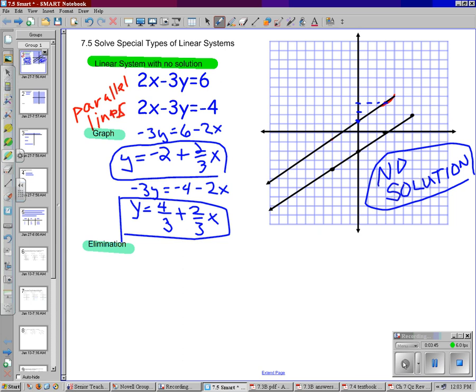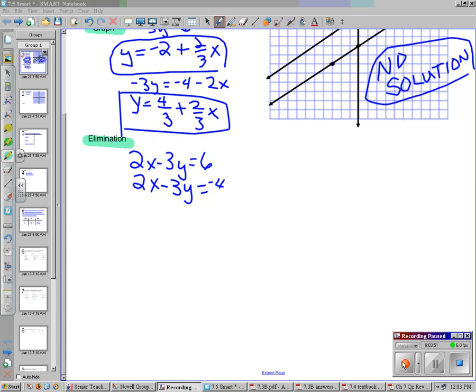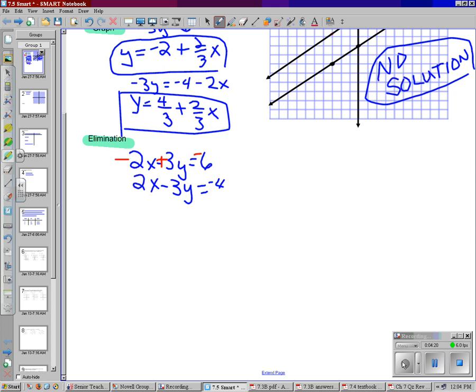Now we're going to look at this system through elimination. So I'm going to write this down here again. We have our system: 2x minus 3y equals 6 and 2x minus 3y equals negative 4. In order to add the two equations together, one of the two variables has to drop out. So what should we multiply by so that we have opposites on either our x or our y? Any thoughts there, Ben? Negative 1. Multiply which equation by negative 1? The first one. So negative, positive, and negative.